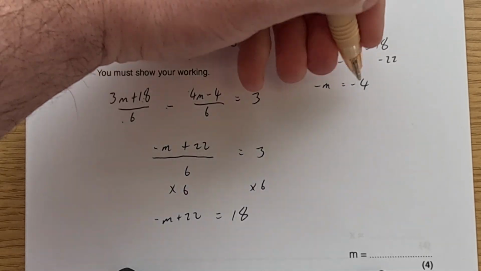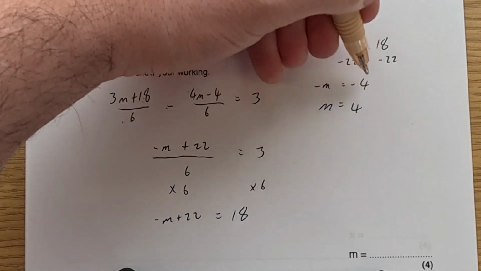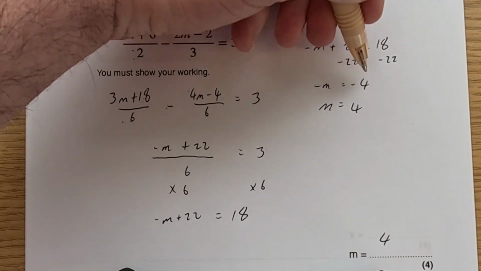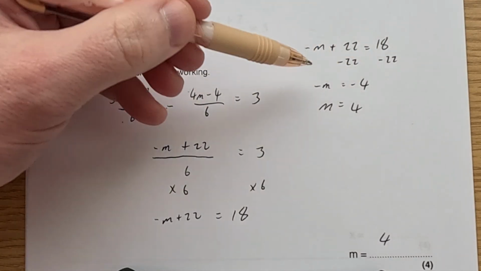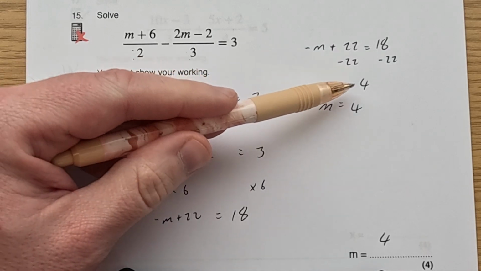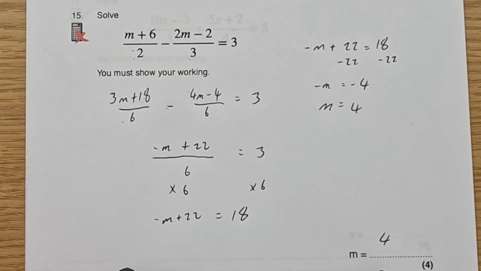So that means if we change the signs here, m would be equal to 4. Because if minus m is equal to minus 4, m would be 4. And that's it, so m is equal to 4. Another way that you might approach this is to say we'll multiply both of these numbers by negative 1. Negative 1 times negative m would be m, and negative 1 times negative 4 would be 4. Or you could just change the signs. And that's it. Okay, let's look at our next question, question number 16.